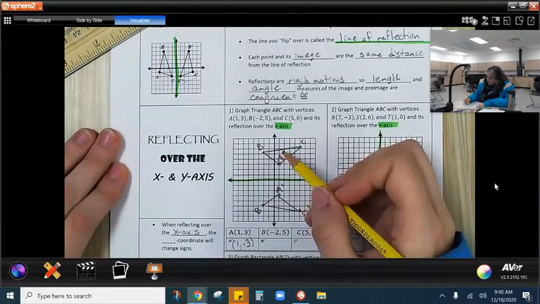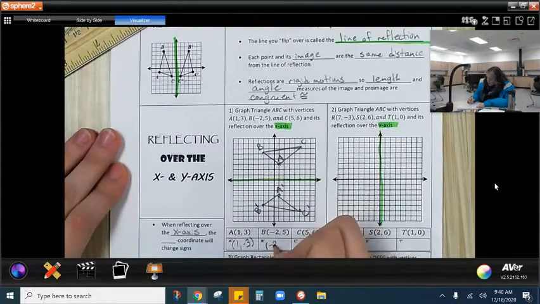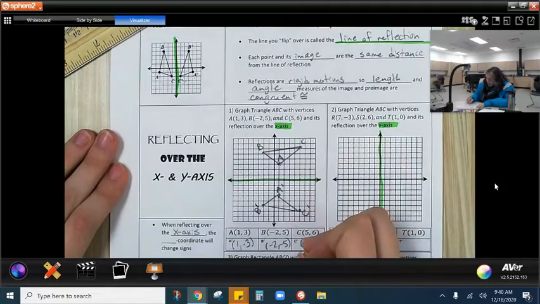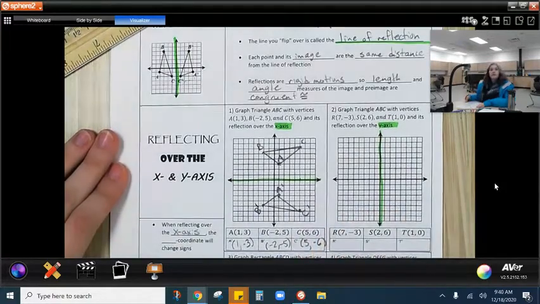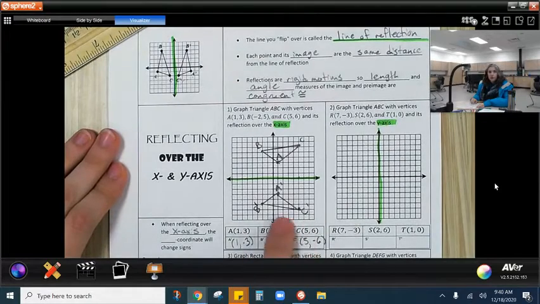B prime, oops, I forgot to put my prime on there. B prime is at -2, 1, 2, 3, -5. And then C prime is at 5, -6. Do you notice a pattern with these? Do you notice a pattern?